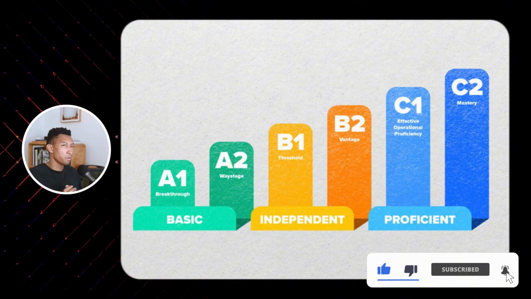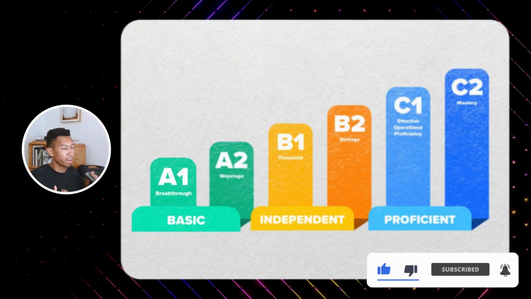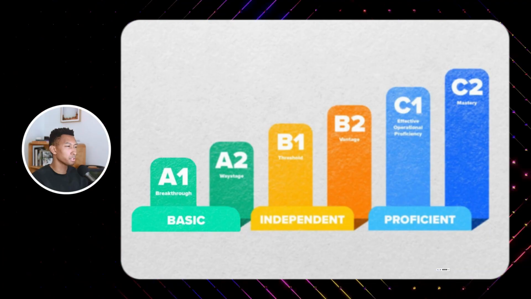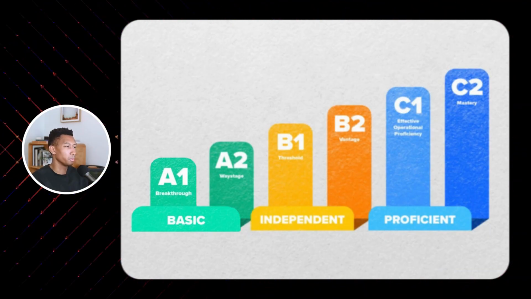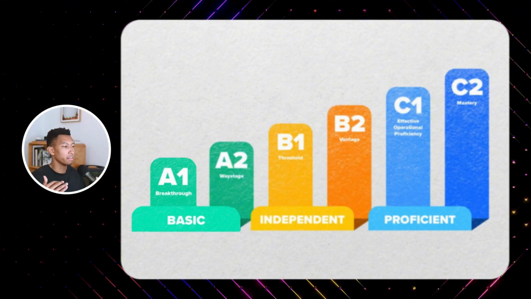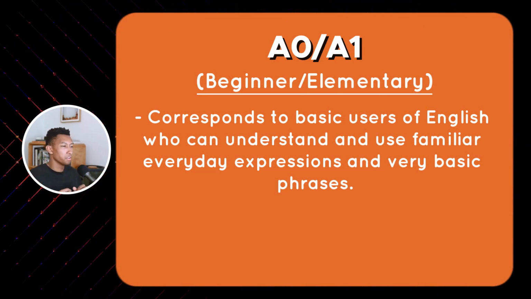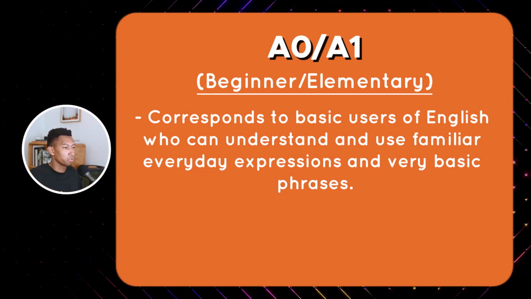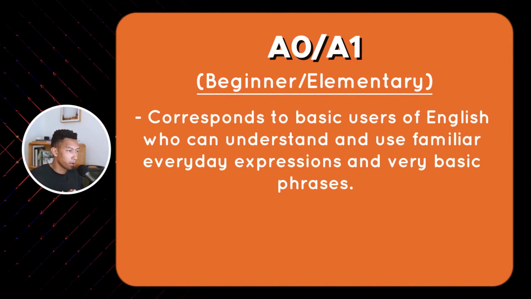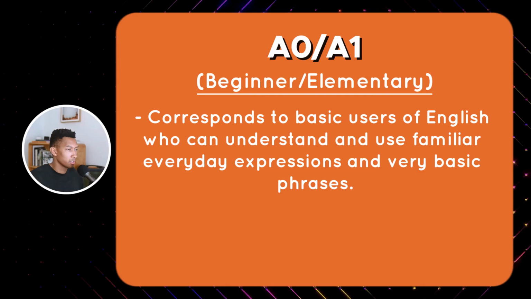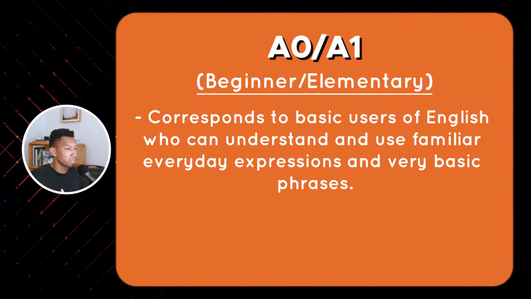So first of all, there is the A0 or A1 level, which is for absolute beginners or people who are at the elementary level of English. Now, this would describe you if you can understand very basic words, very basic phrases, very basic expressions in the English language. However, you still struggle to really use them and apply them to everyday life.